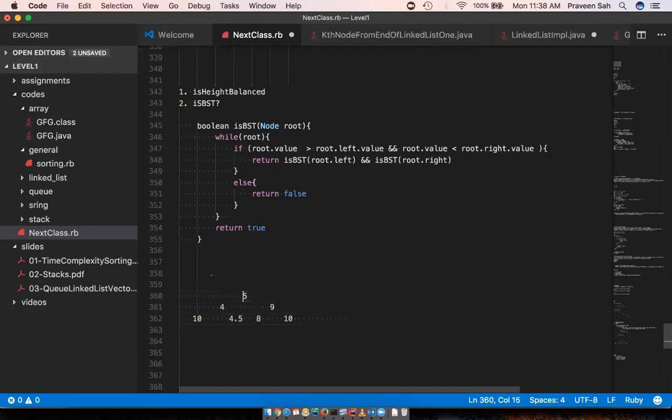Is this a BST? No. Why not? Because 10 is greater than 4. 10 is too high. Okay. Will your code return true or false? Return false. Are you sure it will return false? Try to run.